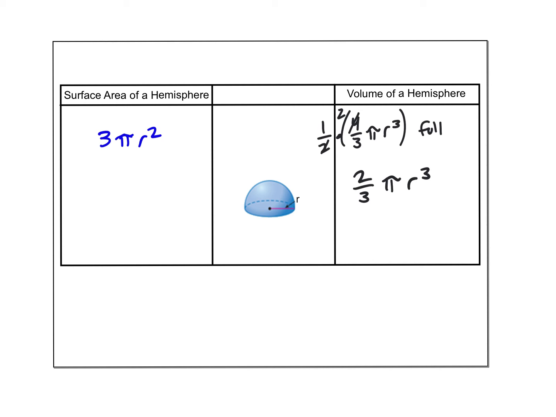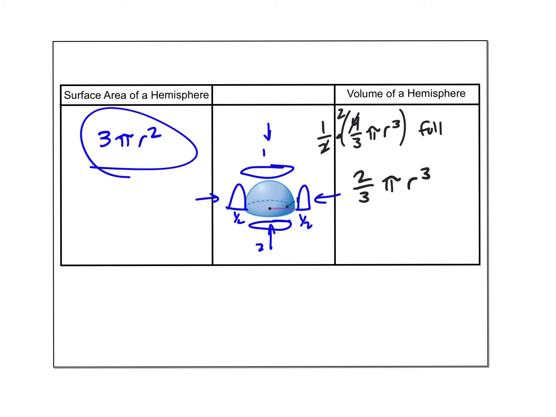Here's why. You would see one perfect circle, the top, which would be a perfect circle. Then if you look from both sides, you would see half a circle, half a circle. So you'd see 1, 2, half, half. That's where you get 3 pi r squared. So that's why it's 3 pi r squared, not 2 pi r squared. Make sure that this is in your yellow sheet.